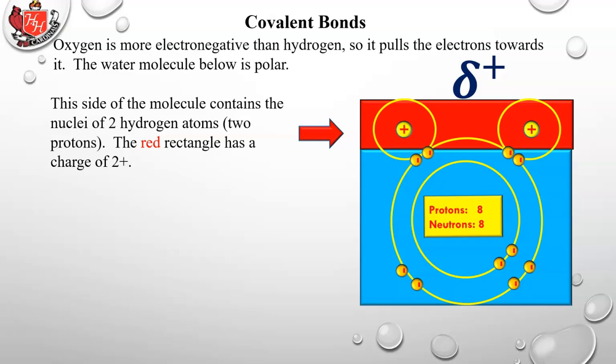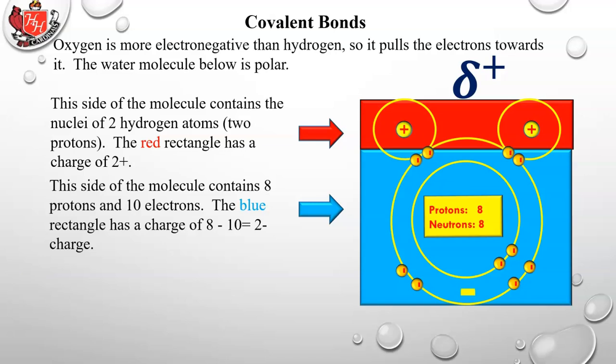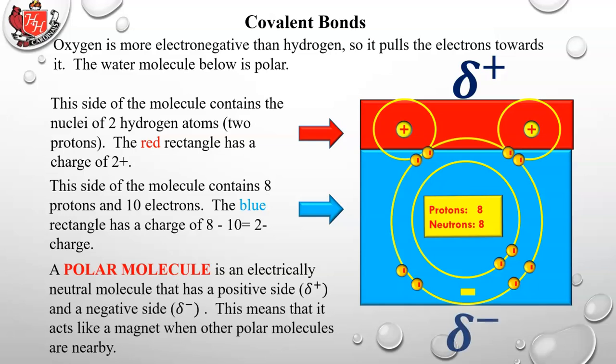Now if you go down to the bottom, this side of the molecule contains 8 protons and 10 electrons if you count them all. The blue rectangle has a charge of 8 minus 10, or 2 minus charge. So it's more negative, the blue. The red is more positive. So a polar molecule is electrically neutral in this case. They're not always, but this one is. It's still electrically neutral. 10 protons, 10 electrons. However, it has a positive side, the delta plus, and a negative side, the delta minus. This means that it acts like a magnet when other polar molecules are nearby.